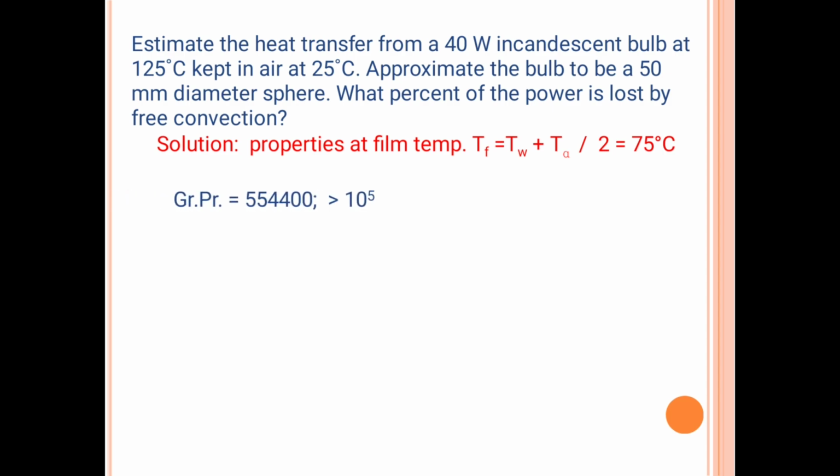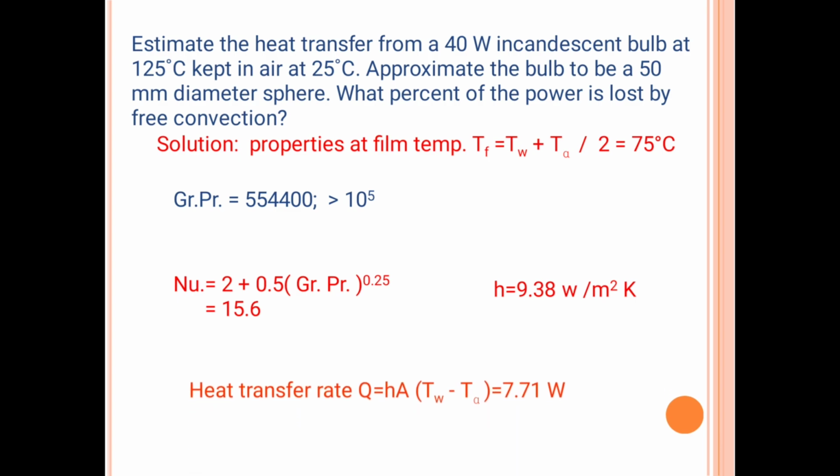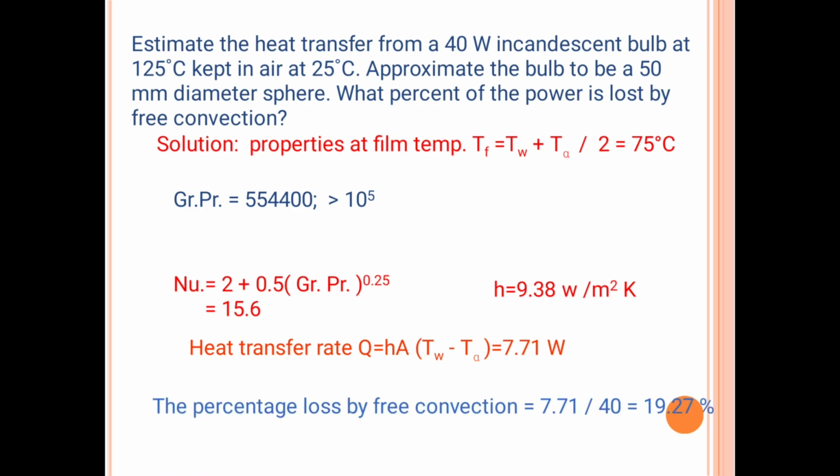Next, the Grashof number into Prandtl number is greater than 10 to the power 5 and less than 10 to the power 9, and the Nusselt number is equal to 2 plus 0.5 into Grashof number and Prandtl number to the power 0.25. The value will be 15.6. The H value will be 9.38 watts per meter square Kelvin. Q is equal to H into A into delta T, which is equal to 7.71 watts. The percentage loss by free convection is equal to 40. In the question we are given a heat transfer of 40 watts, so 7.71 divided by 40 is equal to 19.27 percent.